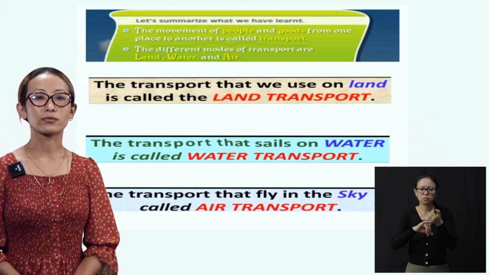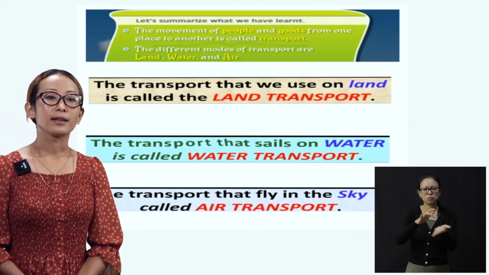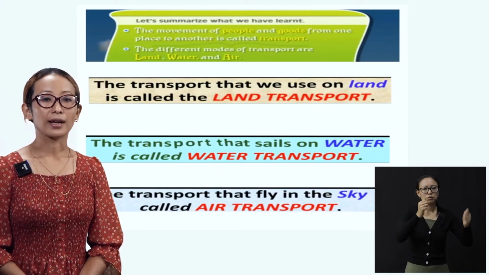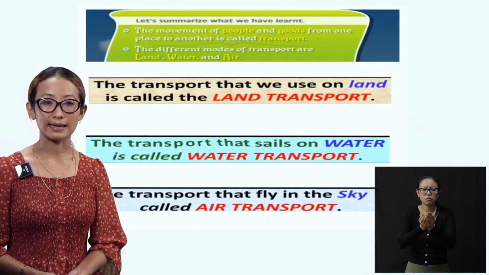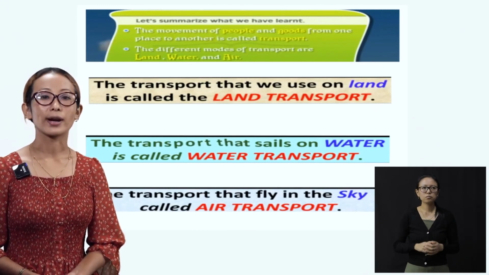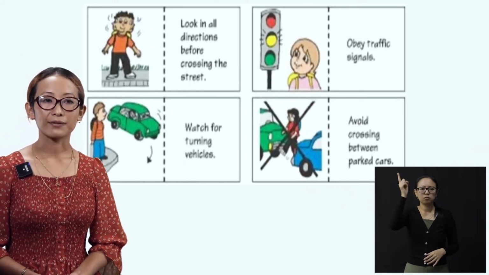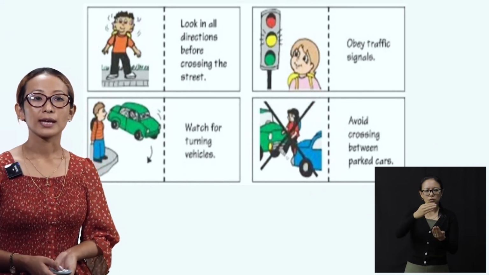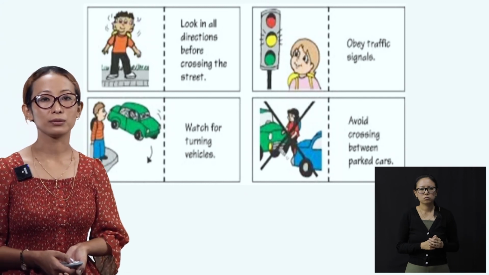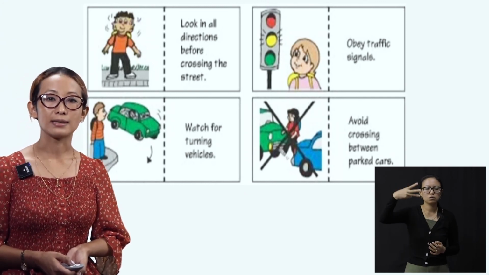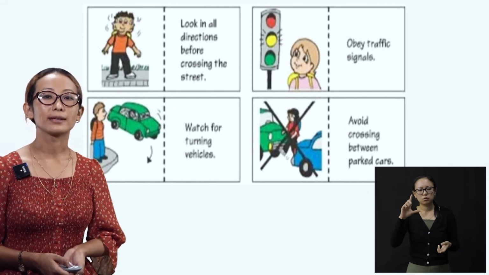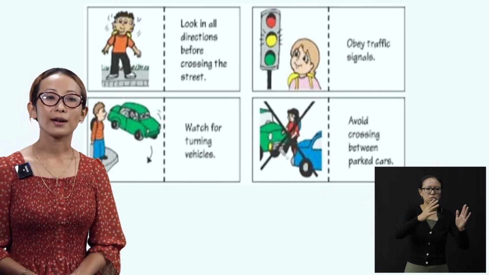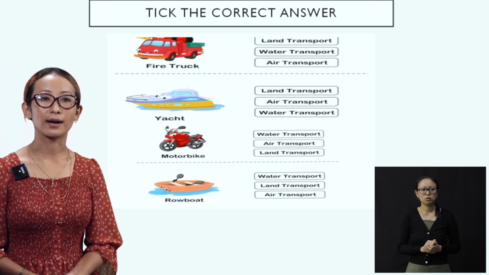Land transport is transport that you use on land, and water transport is transport that sails in water. Air transport is transport that flies in the sky, such as an aeroplane or a helicopter. And the road safety measure is that we should always cross the road at the zebra crossing. Before crossing the road, it is important to look towards our left, look towards our right, and cross the road when the road is clear. We should also obey the traffic signals, not play or run on the road, and avoid crossing the road between parked cars.